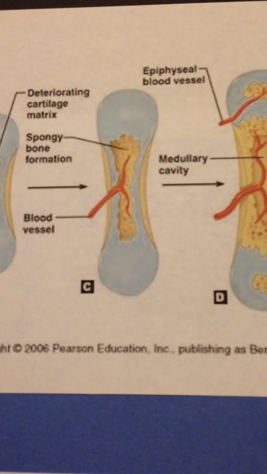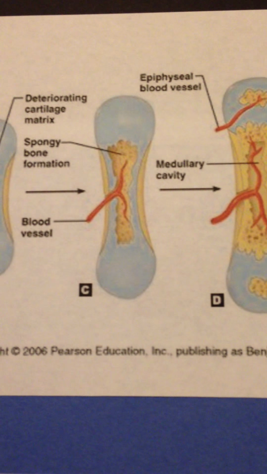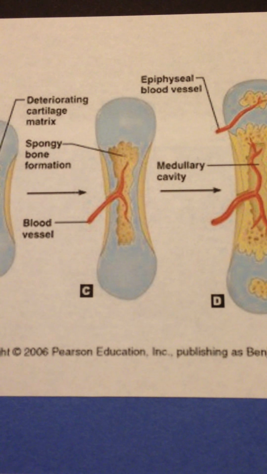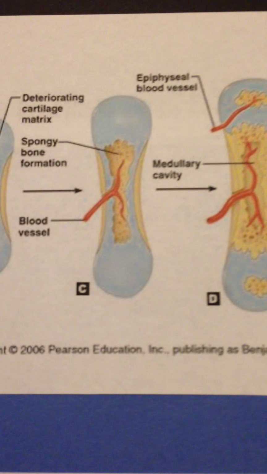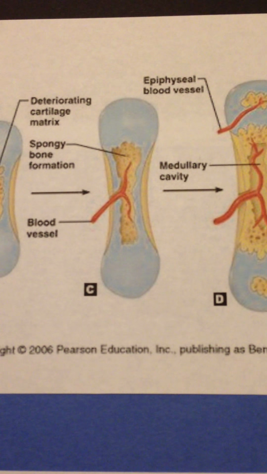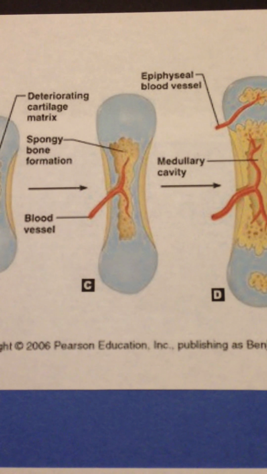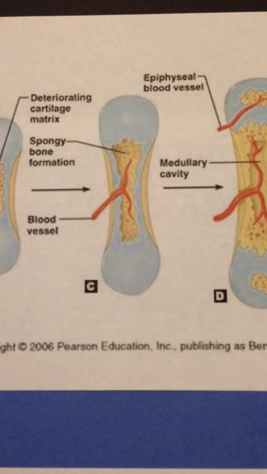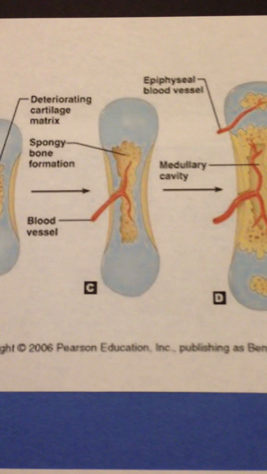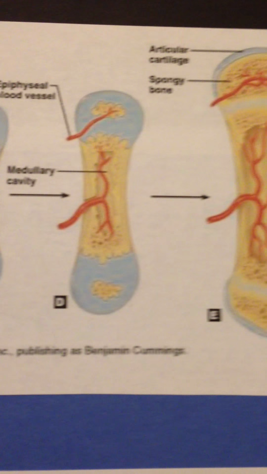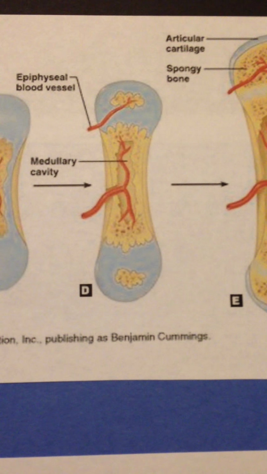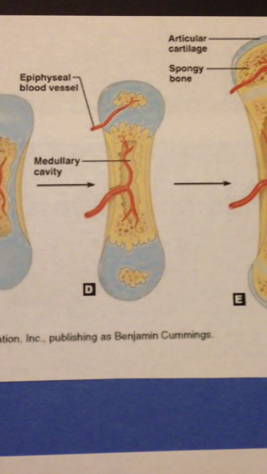On to step 3. Blood vessels invade the inner region of the cartilage, along with migrating fibroblasts that differentiate into osteoblasts. The new osteoblasts form spongy bone within the center of the shaft at a primary ossification center. Bone development proceeds towards either end, filling the shaft with spongy bone. Step 4. As the bone enlarges, osteoclasts break down some of the spongy bone and create a marrow cavity.